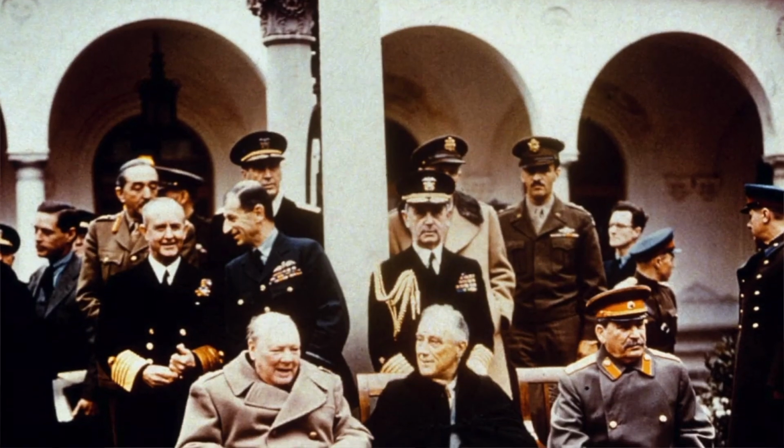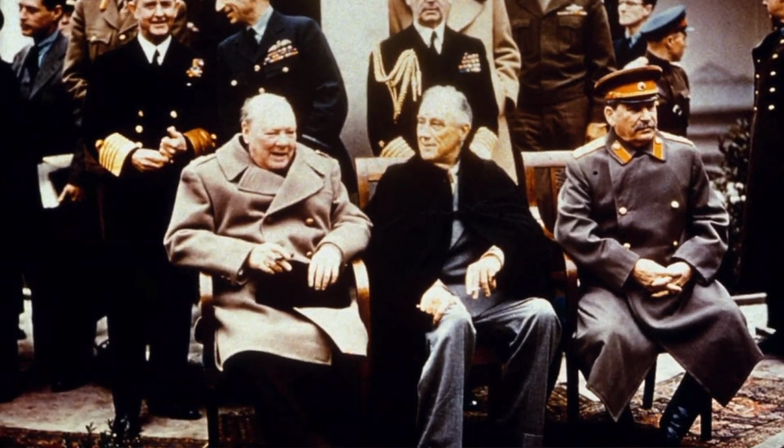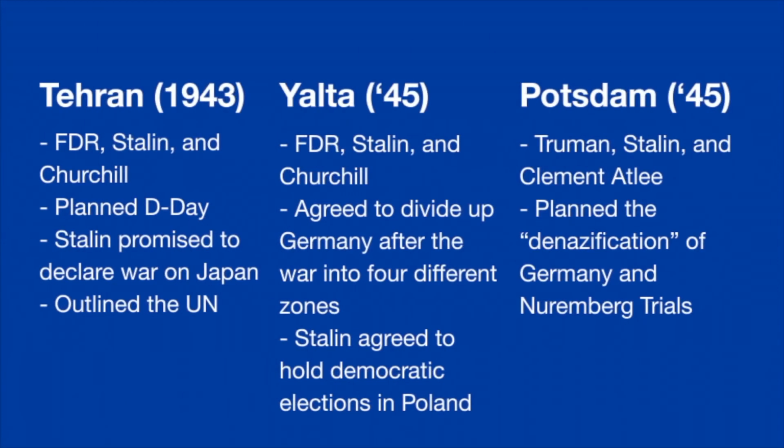The U.S. emerged from World War II the most powerful nation on the planet. They and their fellow Allied powers were in charge of rebuilding the world. In 1945, the Big Three, FDR, Stalin, and Churchill, met again at Yalta. They agreed to divide up Germany after the war into 4 zones, each to be controlled by an Allied power. Stalin also agreed to hold democratic elections in Poland after the war, but that never happened.